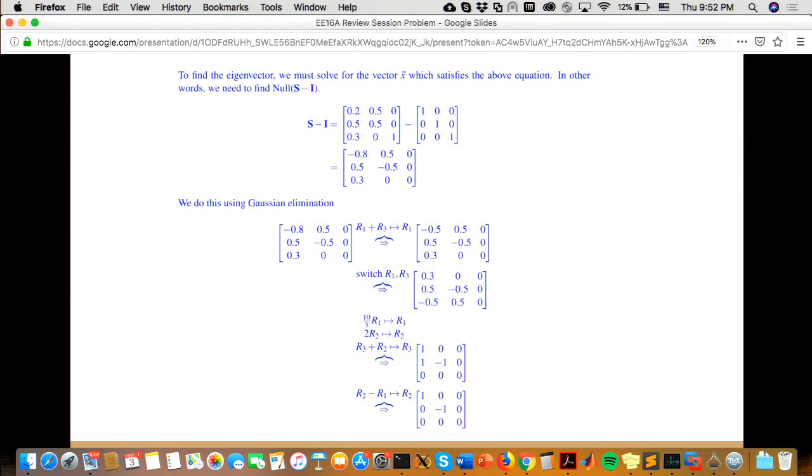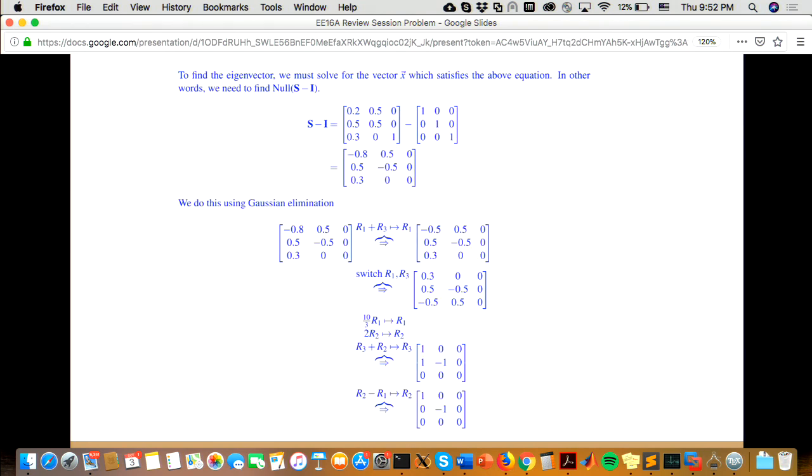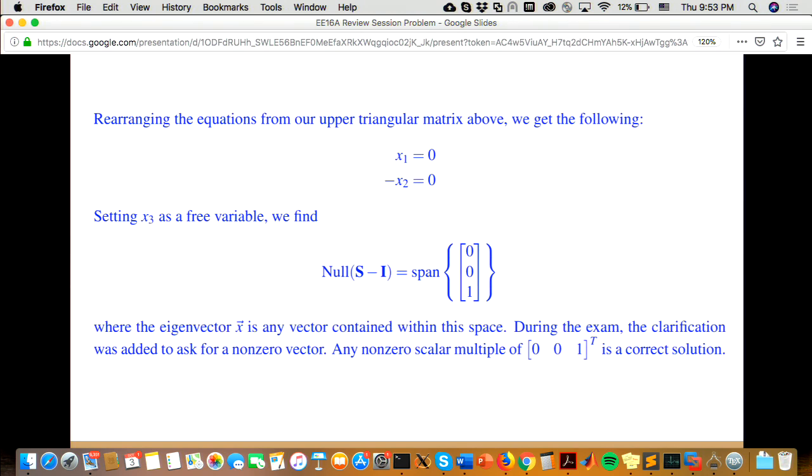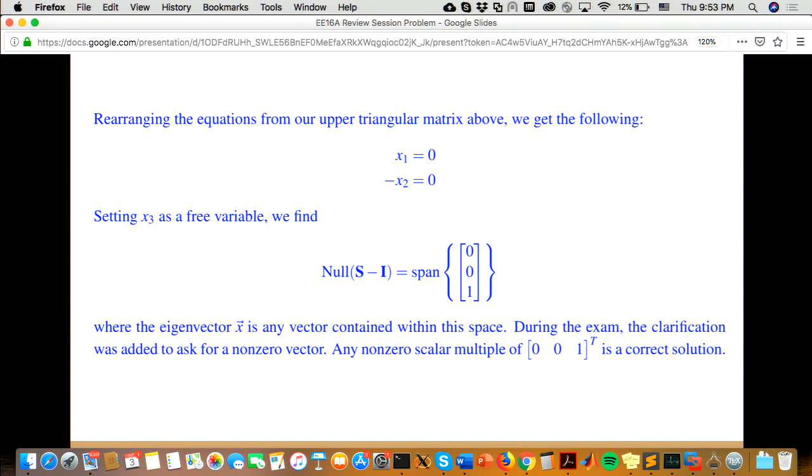Effectively, we need to find the null space of S minus I, because finding a vector in that null space will allow us to solve for what that steady state is. So first we form S minus I, which is just subtracting 1 from all the diagonal elements, and then going through and doing all the tedious work, we can find the reduced row echelon form of this matrix. There is an arbitrary variable here, which means that our null space is going to consist of the span of 0, 0, 1.